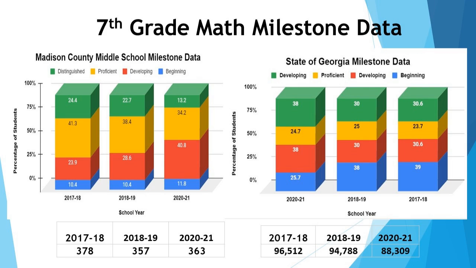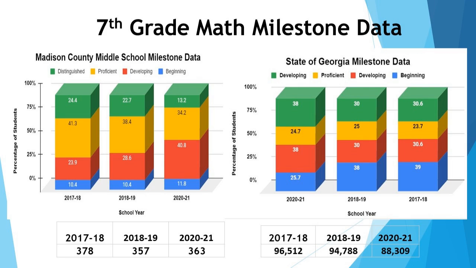MCMS has a significantly higher percentage of proficient students than the state over the 3-year span, with the most recent 2020-21 school year at 34.2% and the state at 24.7%. The state has a greater percentage of distinguished students, with the most recent 2019-2020 values being 38% and MCMS at 13.2%.